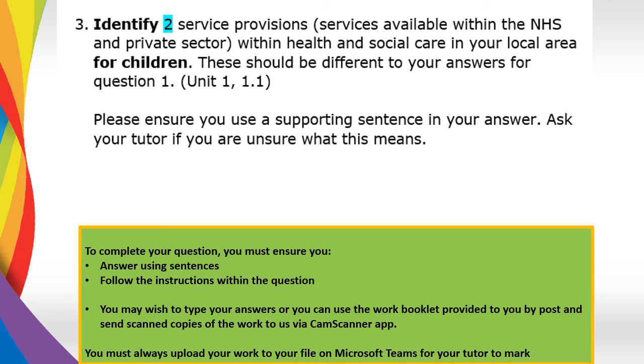So identify 2 service provisions within health and social care in your local area for children. These should be different to your answers for question 1. Please make sure you use a supporting sentence in your answer. Ask your tutor if you're not sure what this means. So this time, instead of using the word adults, you're going to use the word children. So if you cover up the word identify and start from the number 2, 2 service provisions within health and social care in your local area for children are, and then you can tell me which ones you have chosen. Pause this video here whilst you write that question.